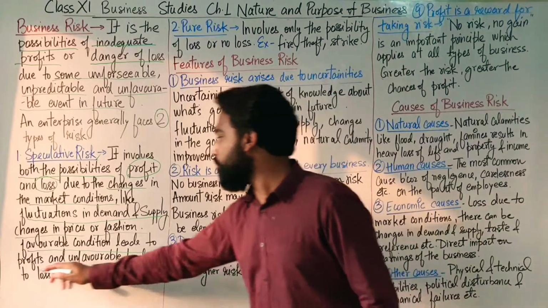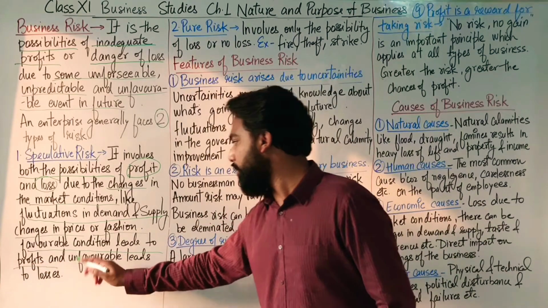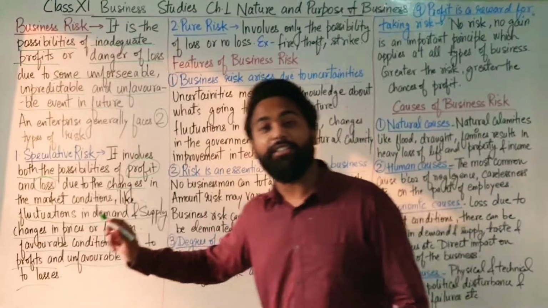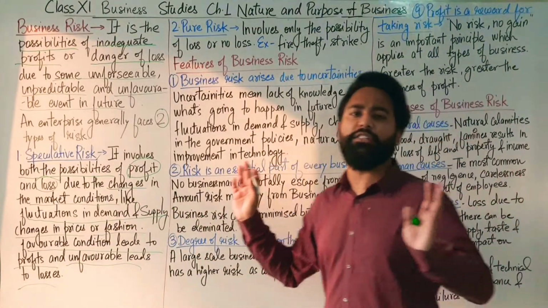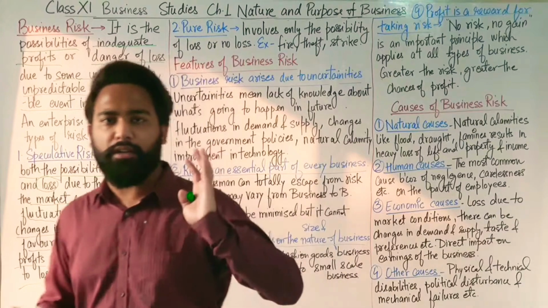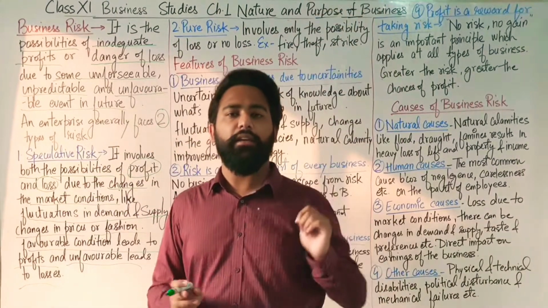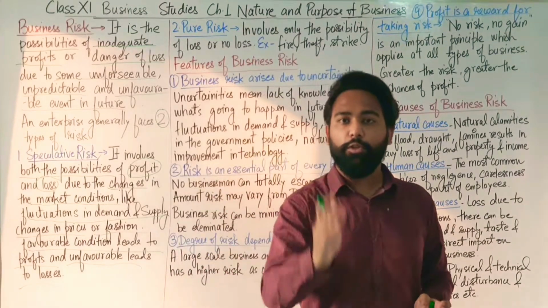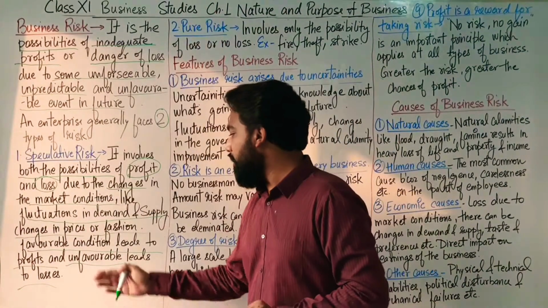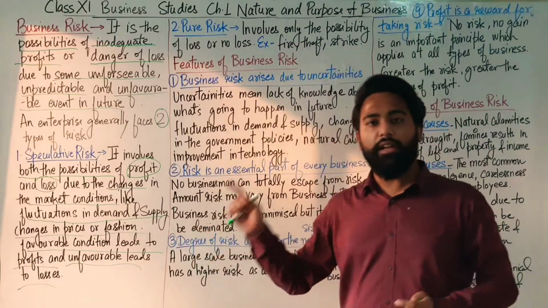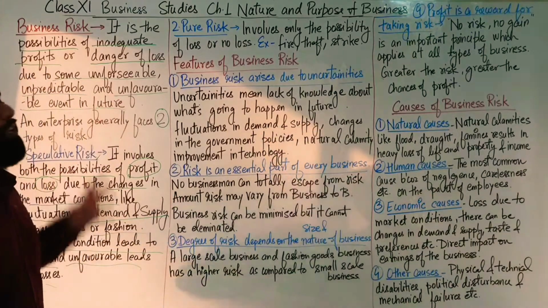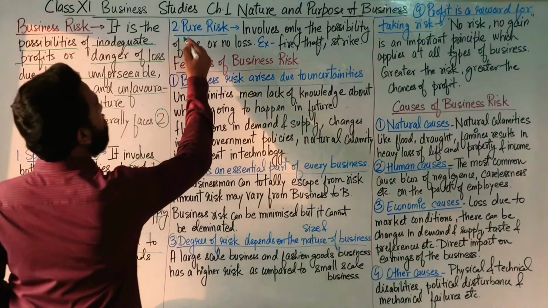Favorable condition leads to profit and unfavorable leads to the losses. If there are favorable conditions, suppose the rival product's price has gone high, then it's a favorable condition for your product, so you will grow. And if they are unfavorable, it will lead to losses. Is that clear? Students, the second type of risk is pure risk.